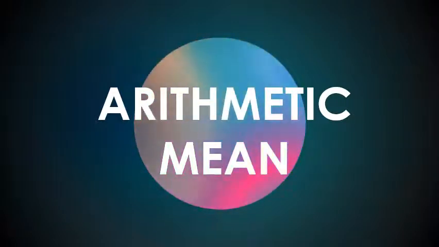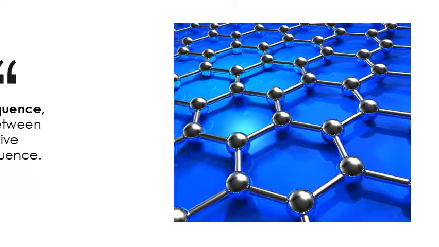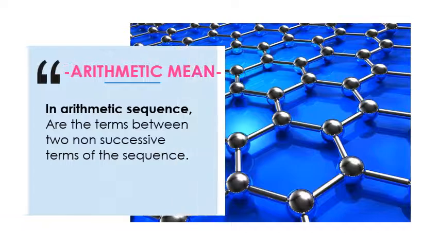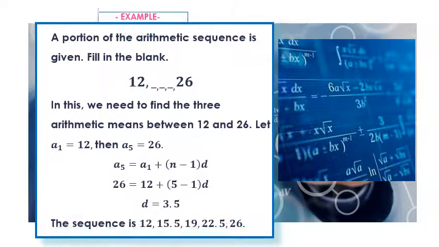Okay, now we have arithmetic mean. In an arithmetic sequence, arithmetic means are the terms between two non-successive terms of the sequence. For example, a portion of an arithmetic sequence is given, fill in the blank: we have 12, then 3 terms in between, and then the last term is 26. In this, we need to find the 3 arithmetic means between 12 and 26.